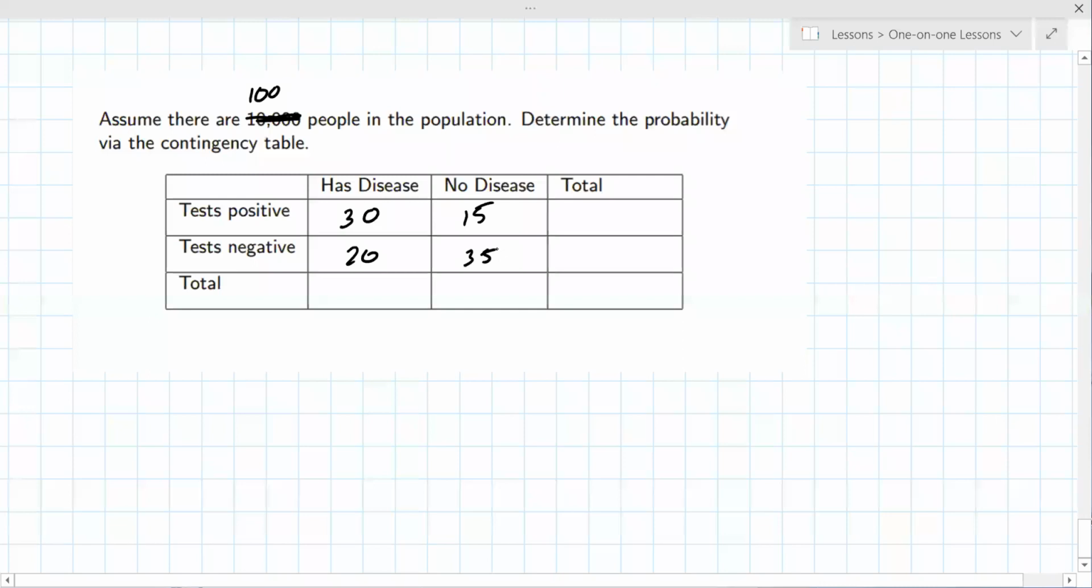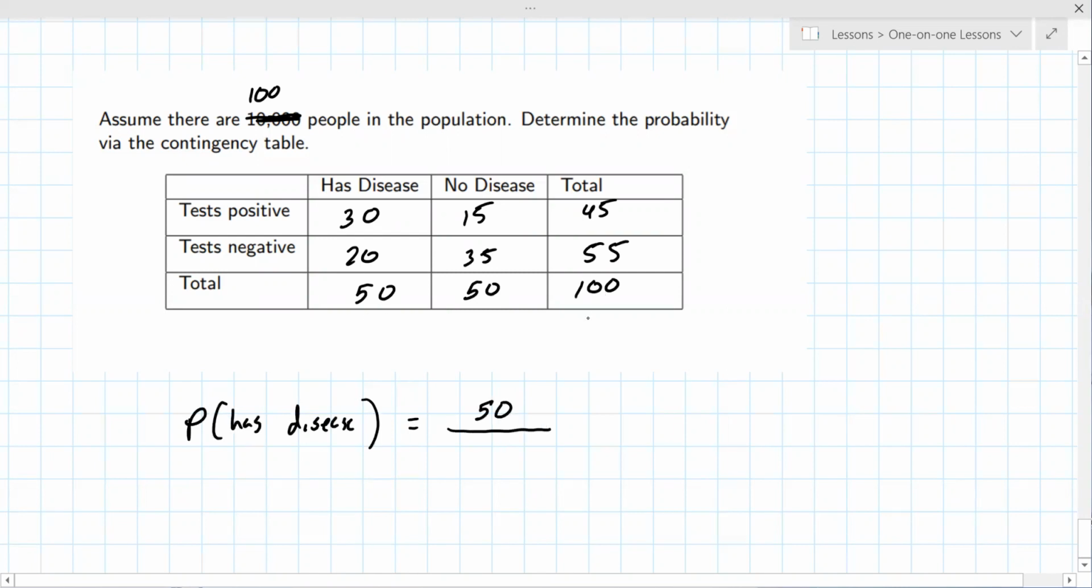Okay. So the first thing is we've got to find the totals here. These would be given to you, or they'd come from this, and for the totals you're just adding horizontally: 45, and adding vertically: 50, 50, 100, and 55. So I could really ask you anything. I could say, what's the probability that someone has the disease? And you're literally just reading off values from the table. Do you have the disease? Well, 50 people have the disease out of 100. So that's 0.5 or 1/2.